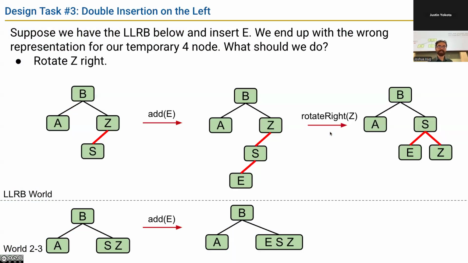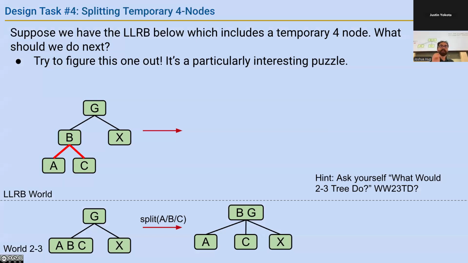Okay. All right. So we're doing pretty good here. And then we have one last thing I think we need to think about. I think this is the last one. Okay. This is a really cool puzzle. Okay. So let's suppose we have this LLRB, which includes a temporary 4 node, right? What usually happens is we take the middle item and we bring it up. So we split this node and bring the B up. Okay, you want to ask yourself, what would 2-3 tree do whenever you figure out what goes here? How do we do that?